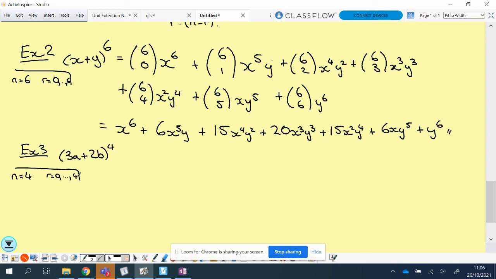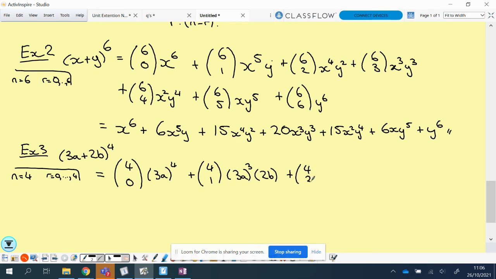Right, okay, so let's start off with my theorem. I'm starting off when n is 4, r is 0, but this time my first term is 3a, my second term is positive 2b, so you'll see how we have to deal with that. Start off with 4 choose 0. Then we take the first term, which is going to be 3a to the power 4. Then it's going to be 4 choose 1. Then 3a to the power 3, with my second term, 2b, multiplied to the power 1.